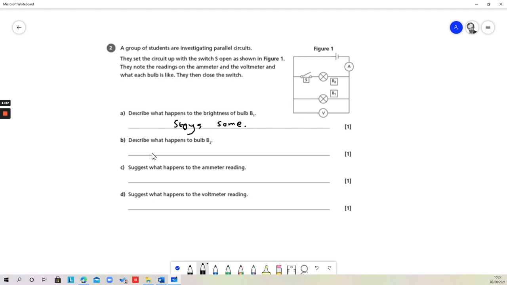We're now asked about what happens to bulb B2. It lights up. Previously it was off, but now that the switch is closed, we can say that that will come on.